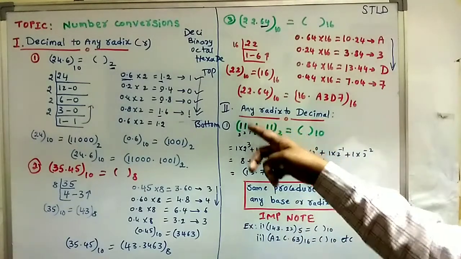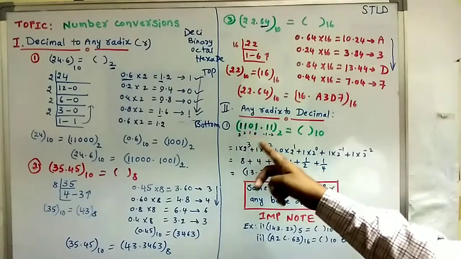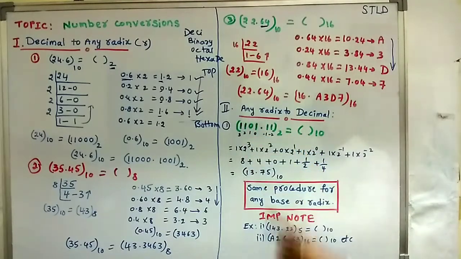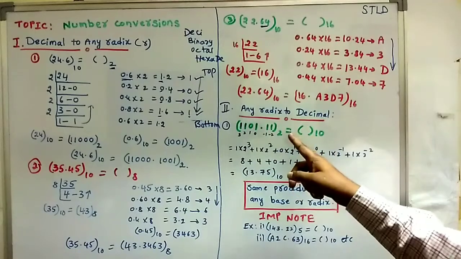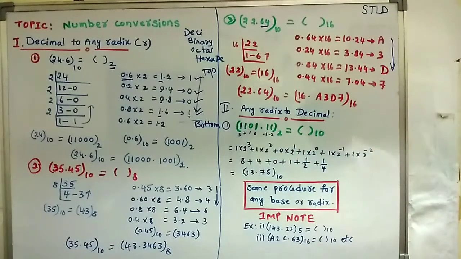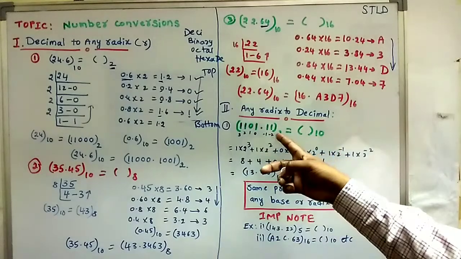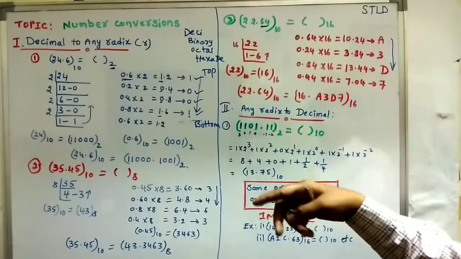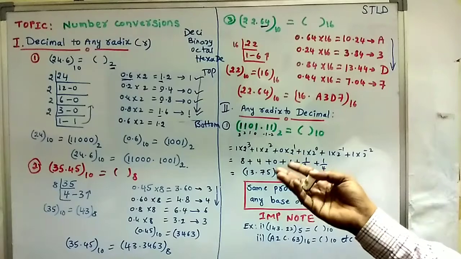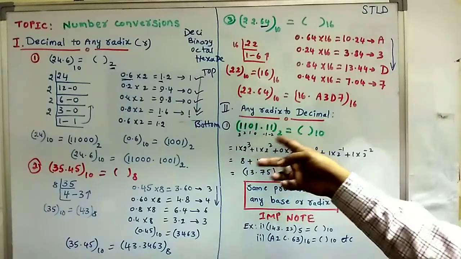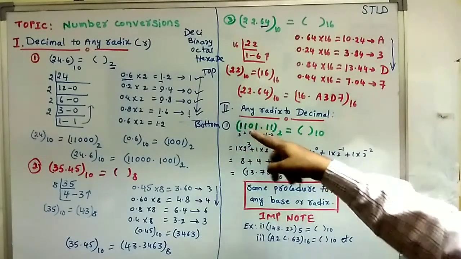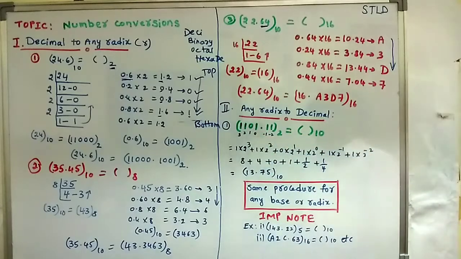Let us take any number. That is, a binary number I am taking: 1101.11 base 2 is equal to how much in base 10? Binary to decimal. Here you may take a base 3 or base 4 number, base 5 number, or base 8 number, base 16 number, any radix, to base 10. How are we going to convert into decimal?